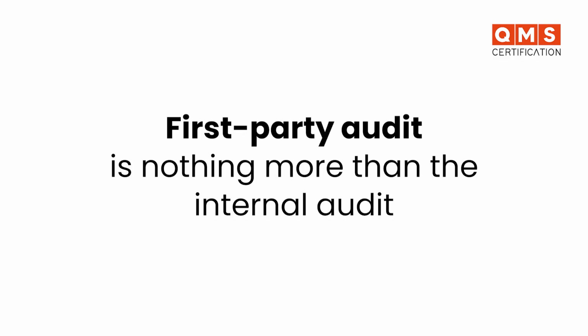The first-party audit is nothing more than the internal audit, the one that the company itself carries out to assess whether it is meeting the requirements of the standard to which it is certified. So for example, if your company is ISO 9001 certified, there will be a quality department that will conduct internal audits to check that processes are being followed correctly. This usually happens once a year, but can be done more frequently depending on the organization's needs.